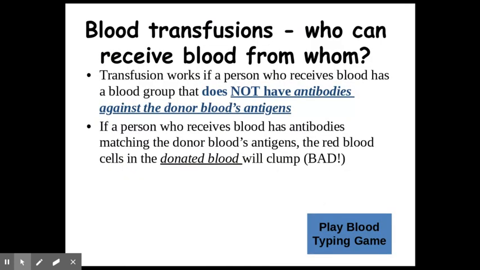So blood transfusions. Who can receive blood from whom? Transfusions work if a person who receives blood has a blood grouping that does not have antibodies against the donor blood's antigens. So if a person who receives blood has antibodies matching the donor blood's antigen, the red blood cells in the donated blood will clump. And that's not good.